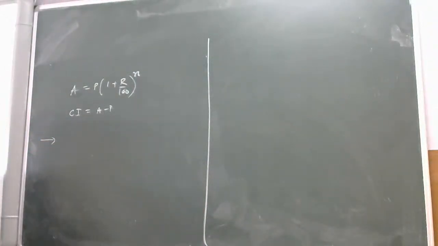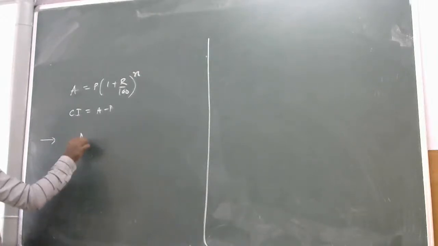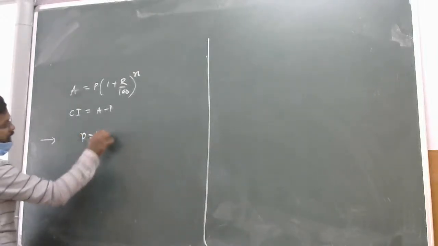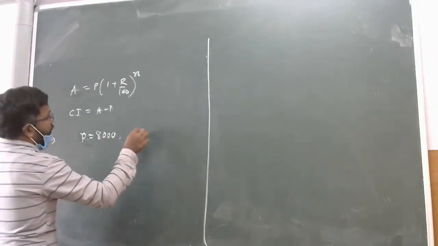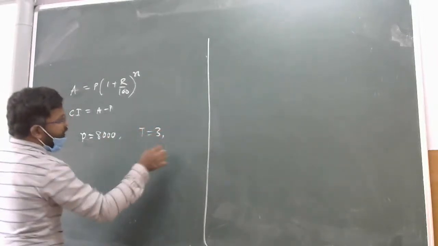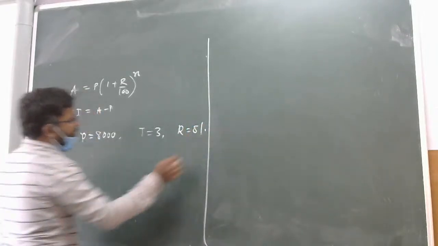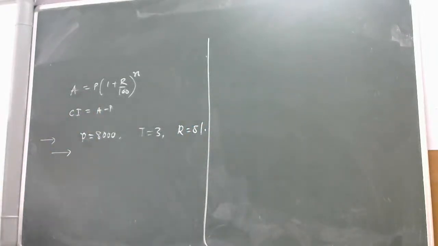Find CI, compound interest, for an amount of 8,000 for the time period of 3 years at the rate of 8%. Find CI for the principal 8,000, time 3 years and rate of interest 8%. The formula is already there, so directly you can apply it.